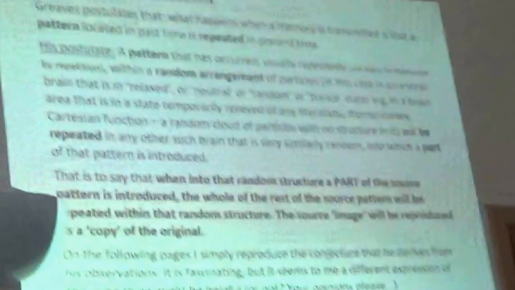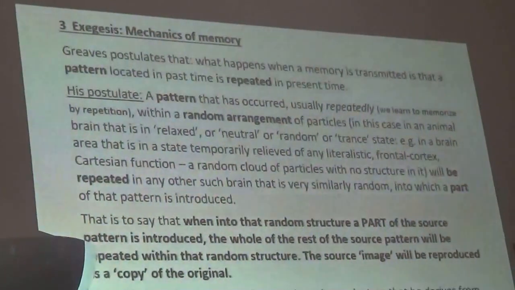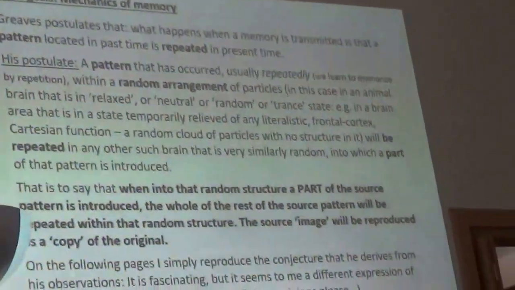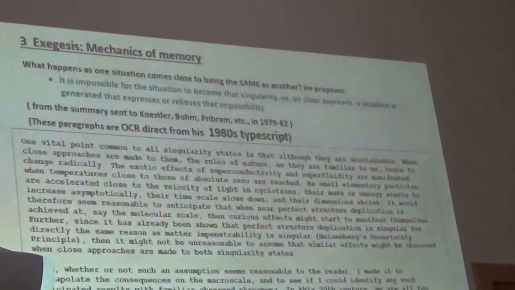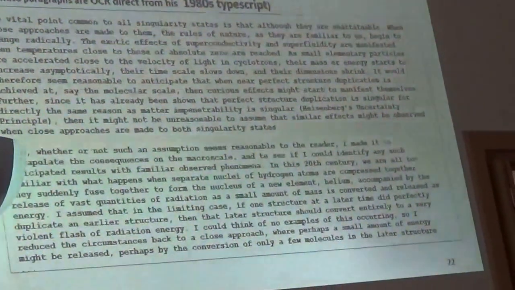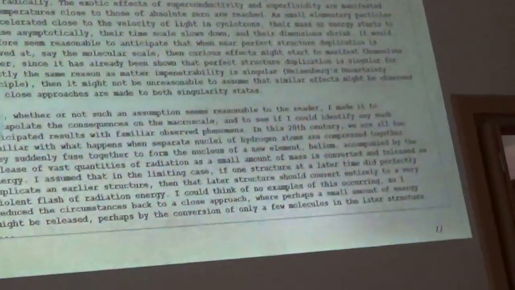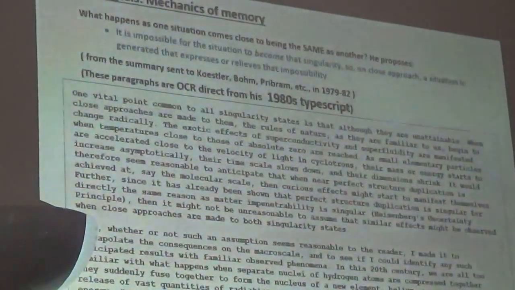Fascinating, but it seems to me a different expression of the same thing might be helpful, and maybe brilliant in itself. You guys can tell me, so your opinions please. Okay, what happens as one situation comes close to being the same as another? He proposes, I just take a line from his other stuff, it's impossible for that situation to become that singularity, so on close approach, a situation is generated that expresses or relieves that impossibility. This is from the summary that was sent to all those people that time ago. I took this in optical character recognition from his typescript yesterday and corrected the mistakes.